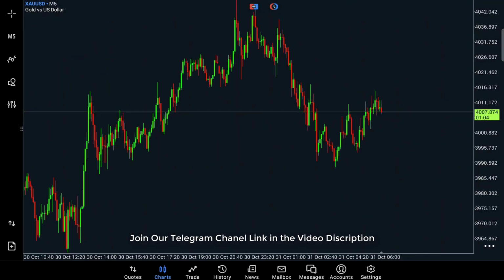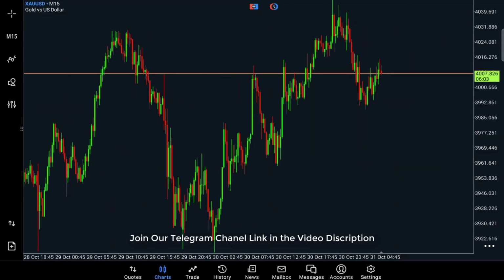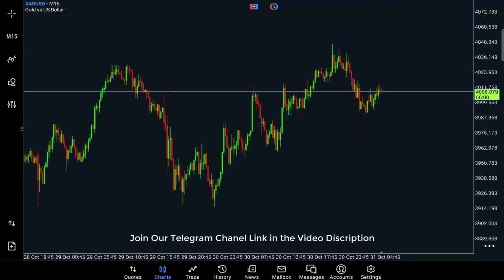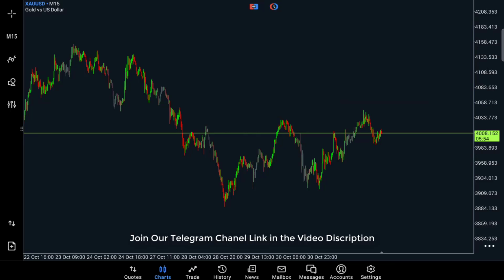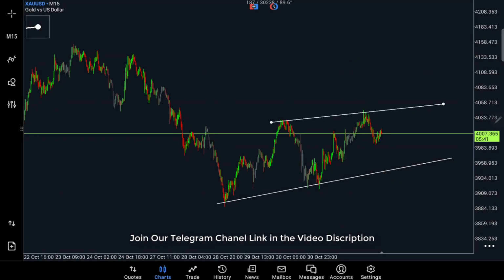So let's get back to the M15 or M5 time frame. Okay, let's go back to the 15 time frame to check the market situation for scalpers. Okay, in the 15 time frame, as you can see, there is a trend line. Okay, and also there is another trend line.